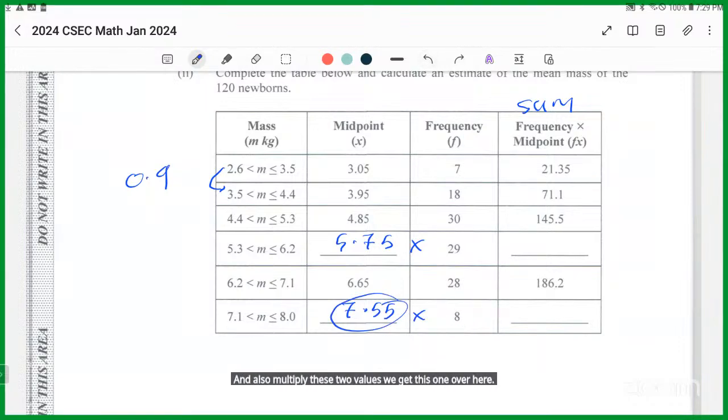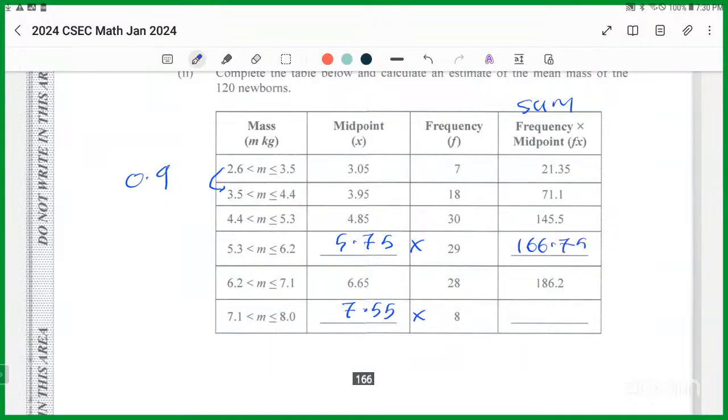All right? Somebody multiply this for me. I multiply these two, what do you get? 166.75. And then this one is what? 60.4. That's it. And then we need to add up everything here to get the sum of the X, right?